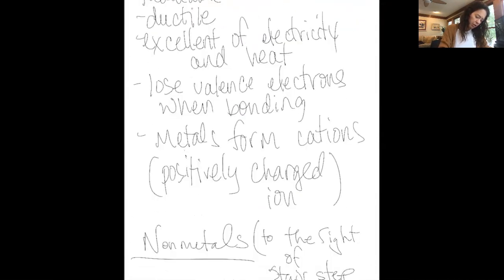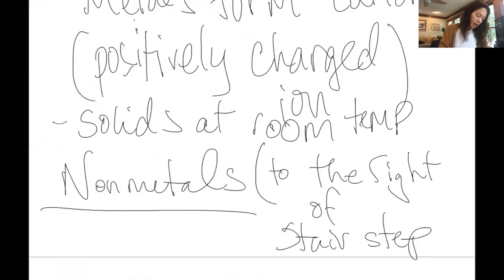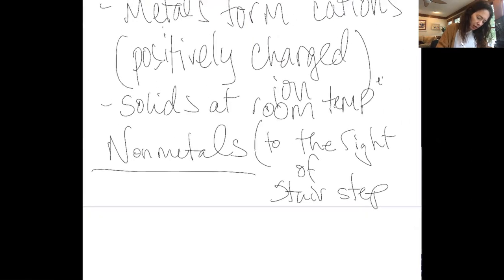Let me go back to metals. Metals are solids at room temp, with the exception, and our paper's getting messy, of mercury. Mercury is that liquid metal, quicksilver, what they call it. Mercury is a metal that is liquid. It's so pretty, but it's dangerous.